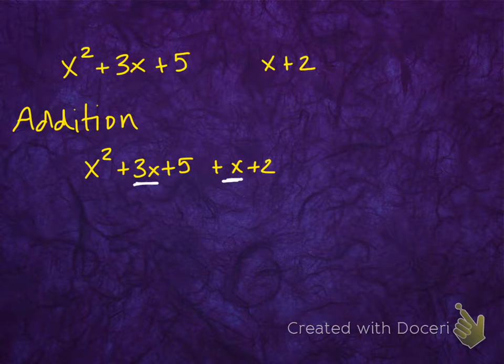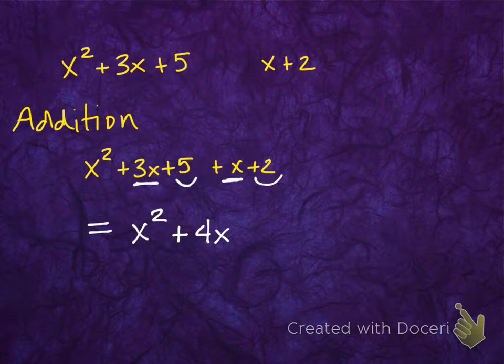This x squared is kind of by itself, so it's just going to be by itself, x squared. Okay, we have 3x plus x. Well, that's 3 plus 1 is 4, so that's just 4x. And then our other like terms, we have a 5 and we have a 2. Those are just plain ordinary numbers. There aren't any x's attached. So we just treat them like plain ordinary numbers. So we say 5 plus 2, that's just 7. And that's our answer.